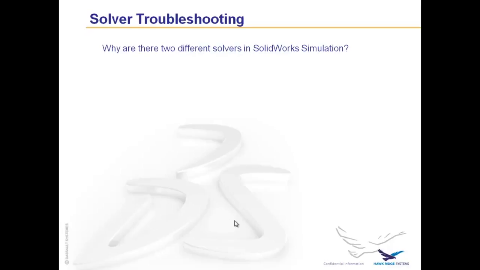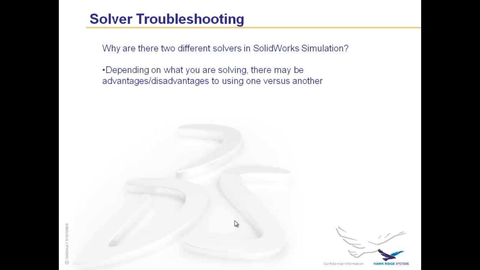I've been asked this before: if you dig down, you realize there are actually two different solvers in SOLIDWORKS Simulation, but there are really three options. There's the Direct Sparse, there's the FFE Plus, and there is the Automatic option. We always recommend keeping it on Automatic, and it will decide for itself which is the best solver. But just in case you want to know why there are two of them, there are advantages and disadvantages to using one versus the other.